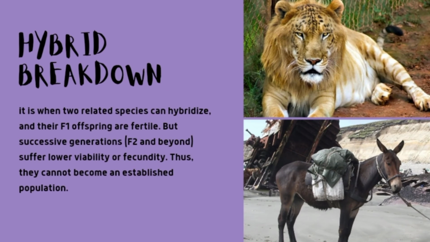Lastly, number 3 is the hybrid breakdown. It is when two related species can hybridize and their F1 offspring are fertile. But successive generations like F2 and beyond suffer lower viability or fecundity. Thus, they cannot become an established population. Its example is a sterile mule produced from mating a horse and a donkey, or a tigon from mating lion and tiger.